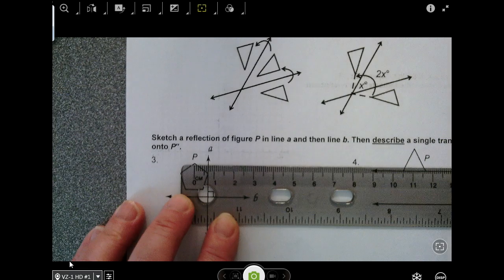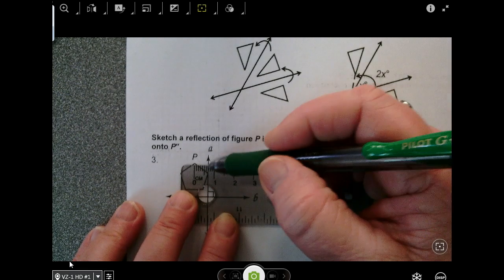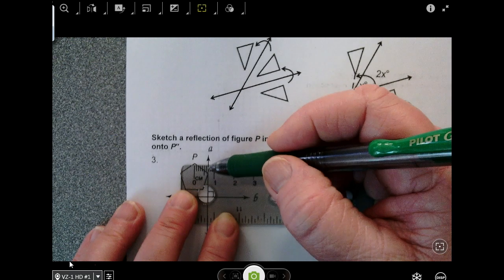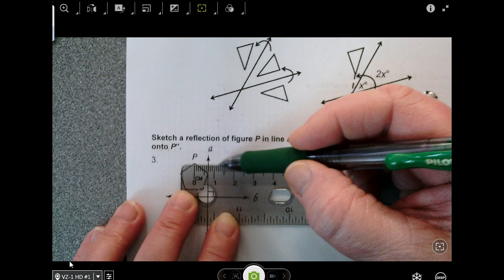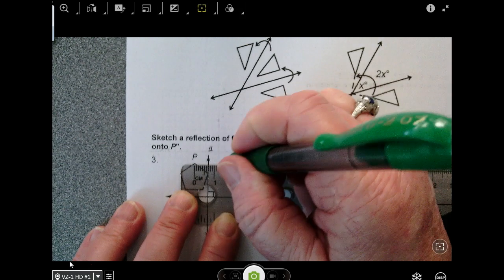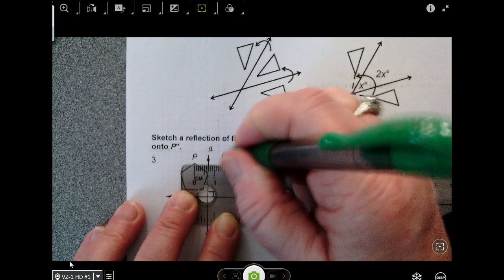So you just want to hold your ruler horizontally. And I'm counting 7 marks past 0, right? So just count 7 to the other side. 1, 2, 3, 4, 5, 6, 7. Make a dot, and we'll label that P prime.